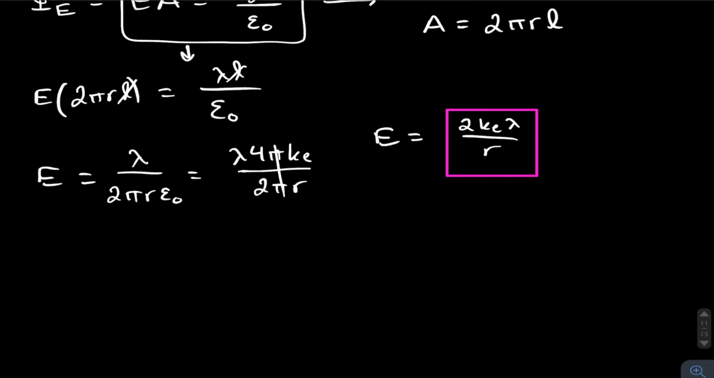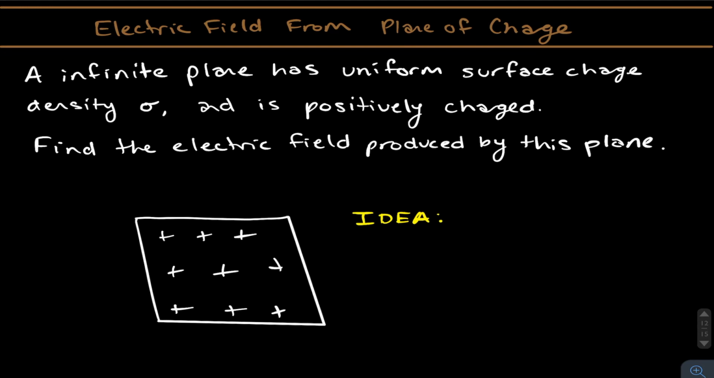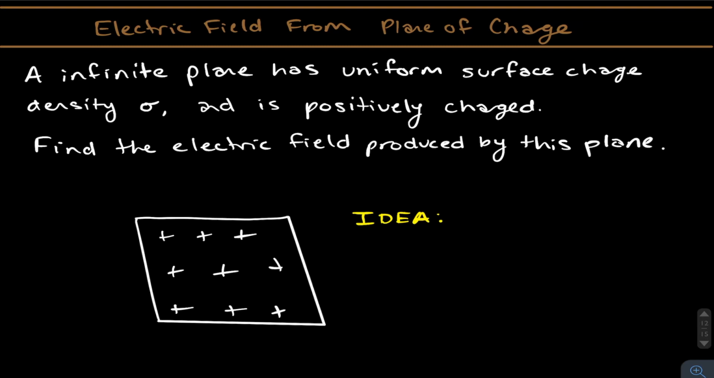Okay, so now we're going to move on to our third and final problem here, and that's the electric field from a plane of charge. Here's our problem. An infinite plane has a uniform surface charge density, and that's going to be sigma. So now you're going to get to deal with the surface charge density here, and it is positively charged.